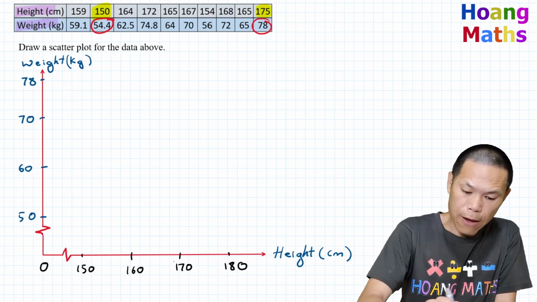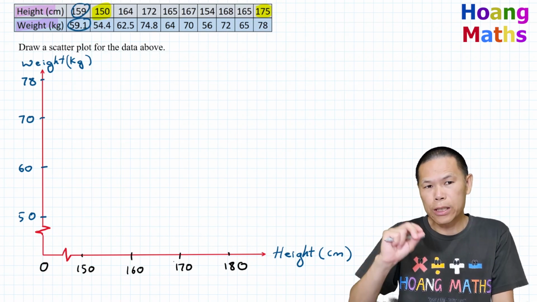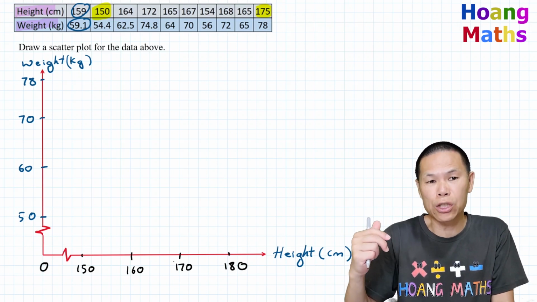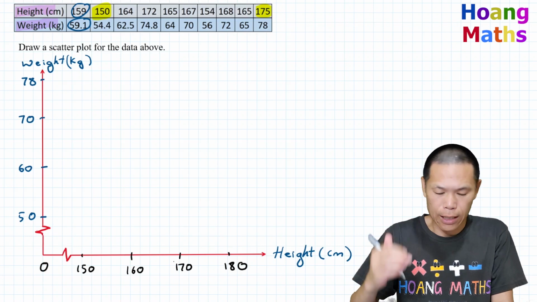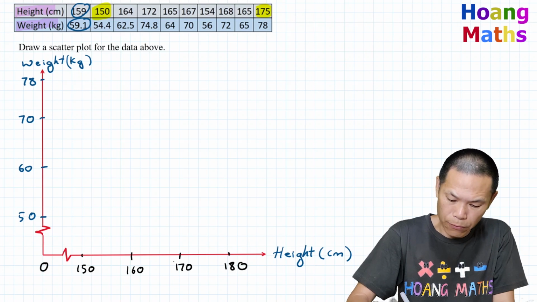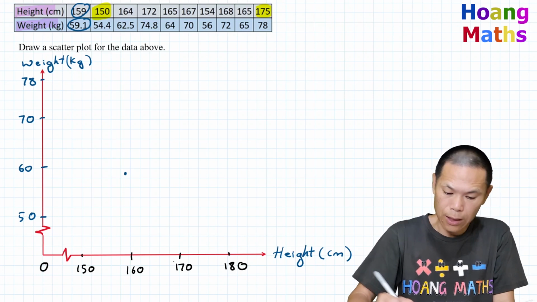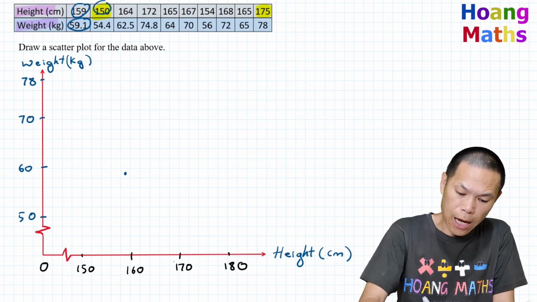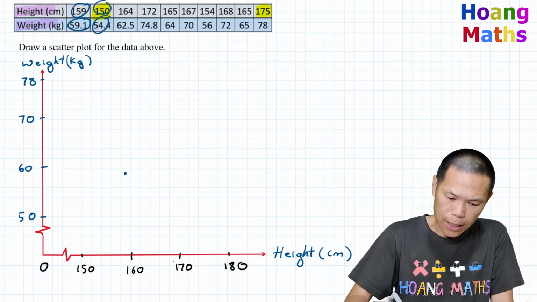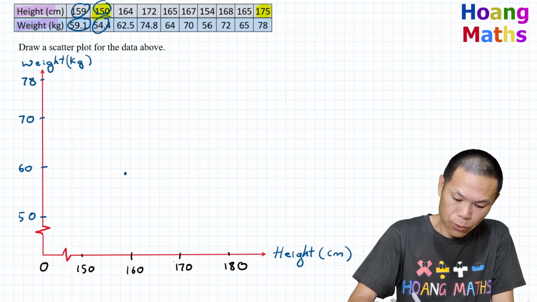So first of all, we have 159 and 59 roughly, okay? A scatter plot is just roughly putting all the points together so we can see the relationship between the height and the weight in this case, okay? Keep that in mind. So 159 is here somewhere, and then we go up to 59, just halfway between 60 and 58. So there you go. And then we have 150 and 54.5 roughly, okay? So 150 here, and then 54.5. So 52, 54, so 54.5 is roughly here.